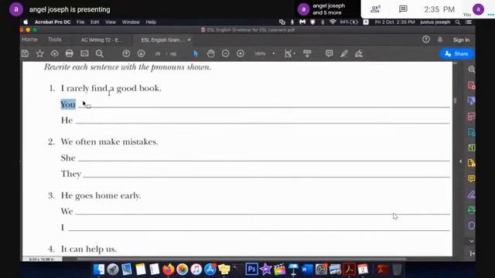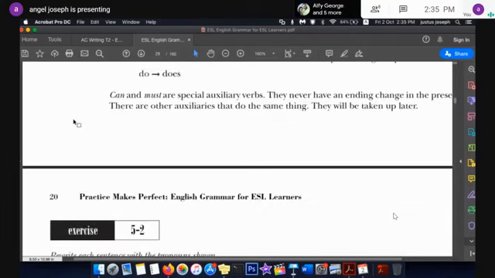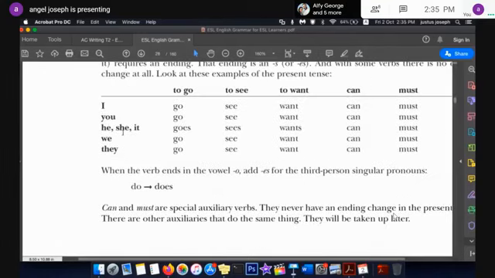Okay, look at this one. He rarely finds. So, understood the table? Understood what we learned from the table? Yes. He, she, it: this ES or S is being added there in the third person.